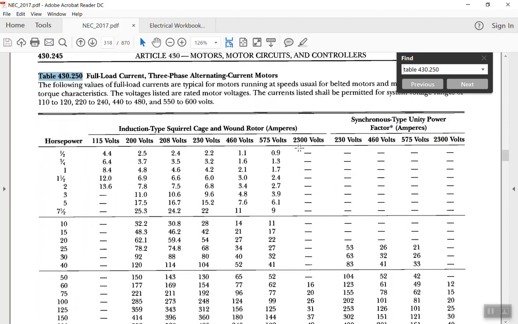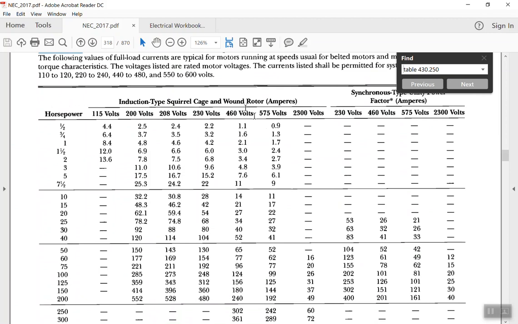There it is. Okay, and in this case, we're in the 480 column again, right? Right here. And in this case, it's 30 horse, right? There's no FLC given, right? There's no FLC given. Since there's no FLC given, even though we're doing the overcurrent protection, since there's no nameplate given, we have to use the FLC. We have to get the FLC from the tables, right?